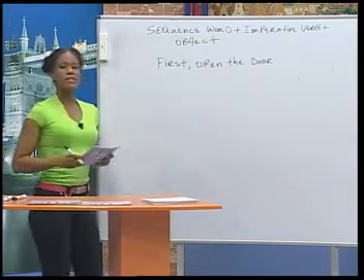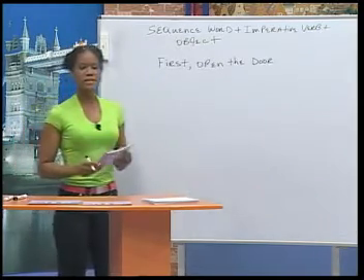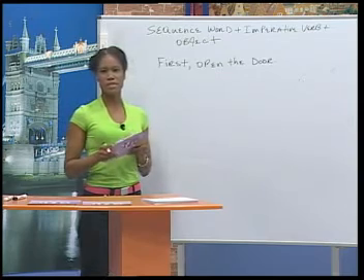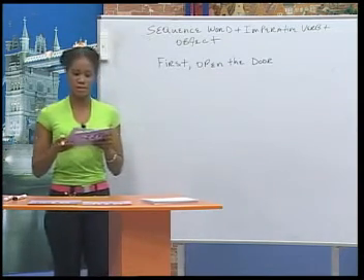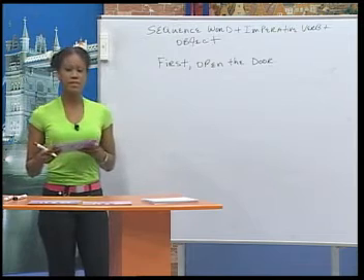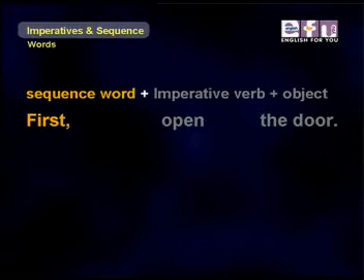Okay, remember, there is no subject in sentences with imperative verbs because the subject is you and it's implied, it's understood. Okay, let's look at this again. So we have our sequence word and then the imperative verb and then the object. For example, first, open the door.